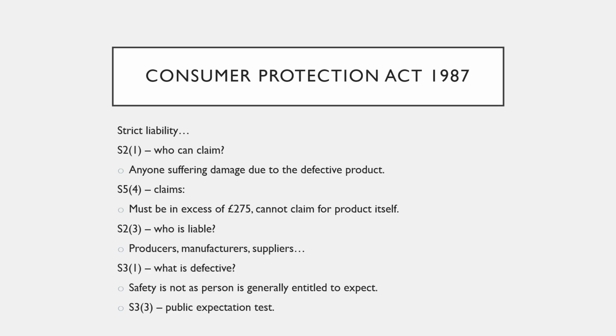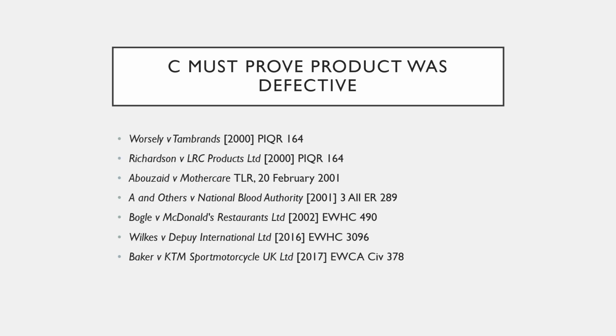Section 2.3 talks about who's liable, so this is again the producers, the manufacturers, the suppliers, and section 3 talks about defectiveness. So section 3.1 says that safety is not what a person is generally entitled to expect, and then this can be linked back to section 3.3, which is the public expectation test. What would the public expect the safety of this item to be like? Furthermore, as a claimant, you have to prove that the product is defective.